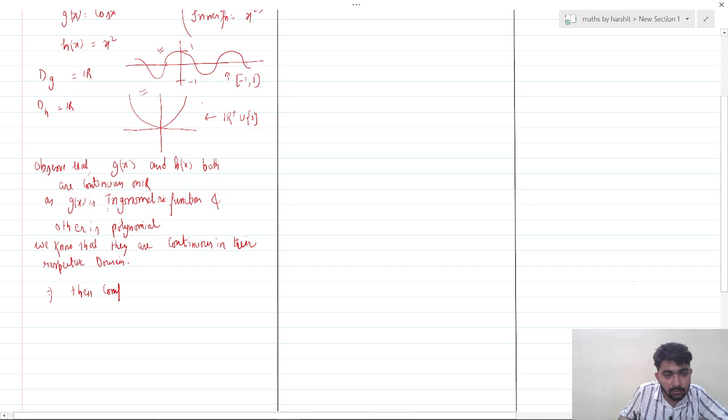composition function f of x equals to, what is our composition given here? G of h of x is given here. G of h of x. Okay. G of h of x.